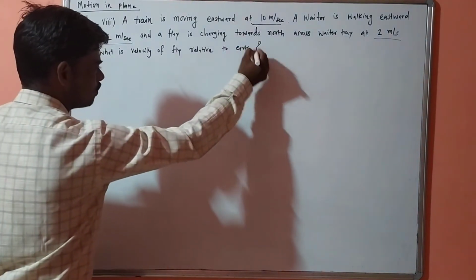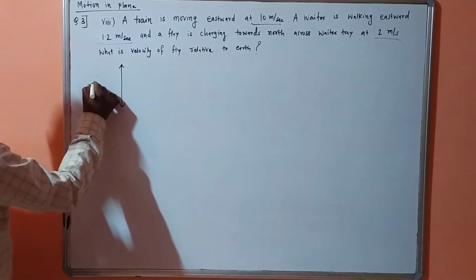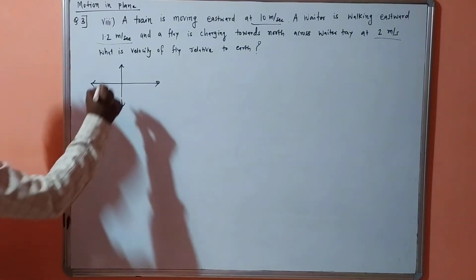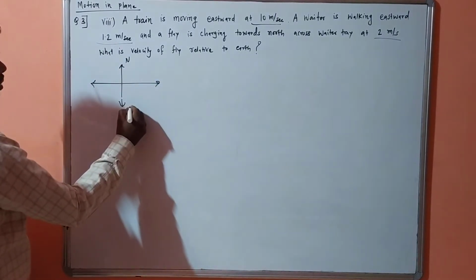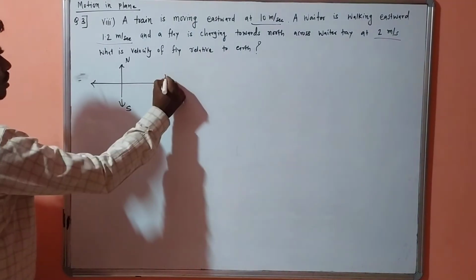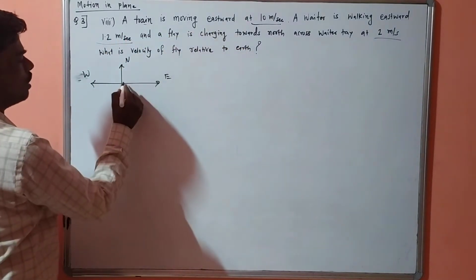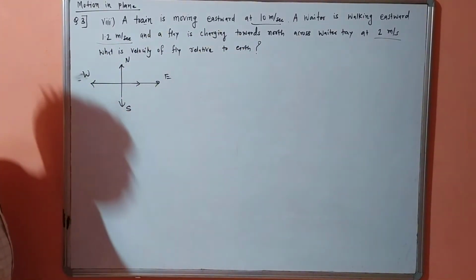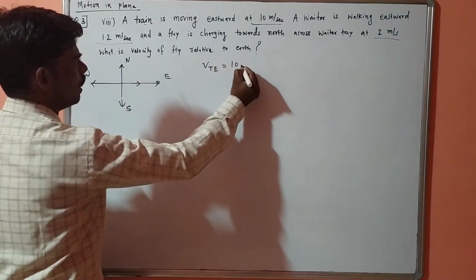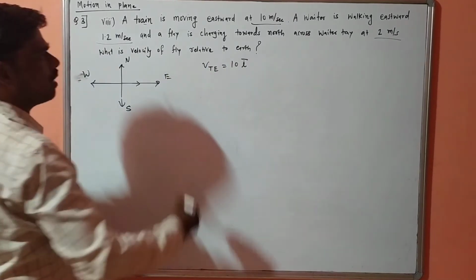So this is the question. Whenever we graphically represent a vector while considering direction, this one is north, south, east and west. So here the train is moving eastward. This is the first velocity given to you. Velocity of train with respect to earth is 10 meter per second. So the vector representation is 10i.